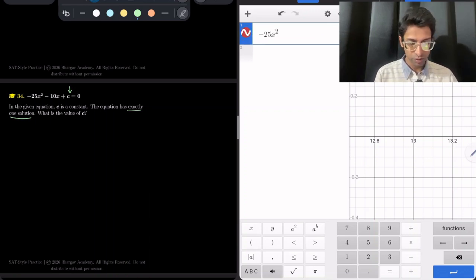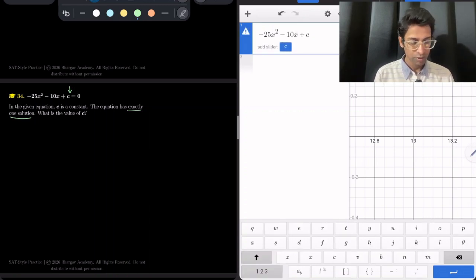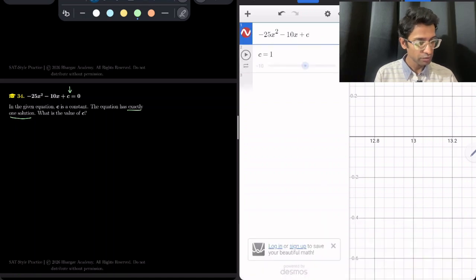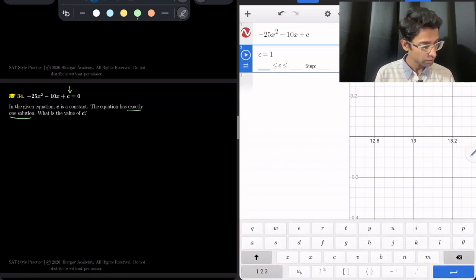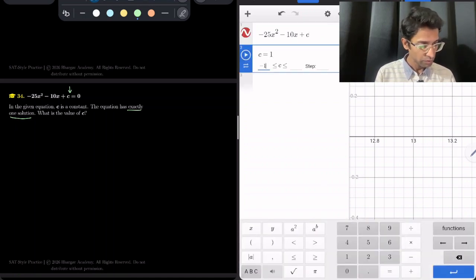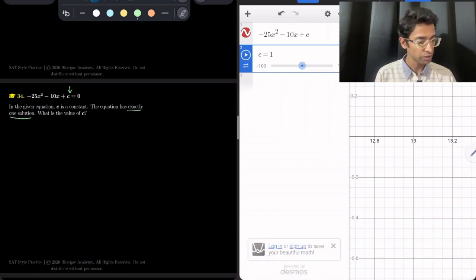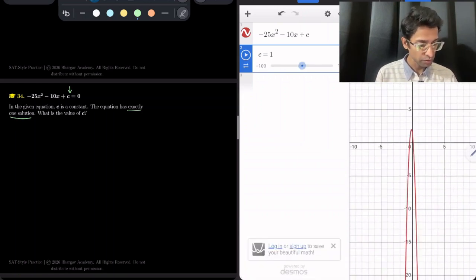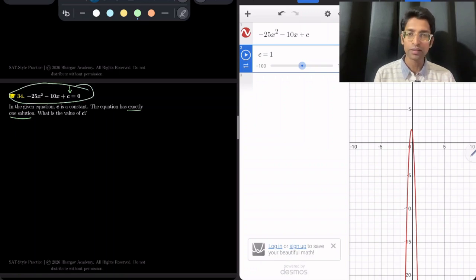Minus 25x square minus 10x plus c. Add the slider and please make this slider from minus 100 to plus 100. Now let's see what do we have here. So we are expecting a parabola to see here, and what is the question asking us to do? It's asking us to find the value of c so that this particular equation has exactly one solution.